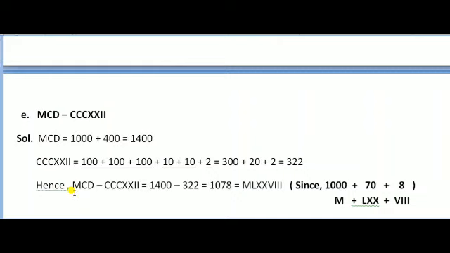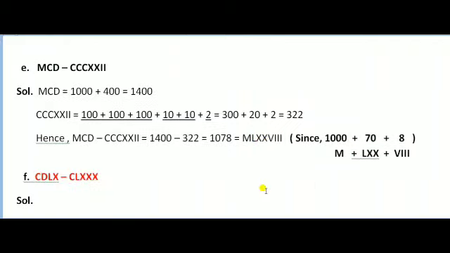Hence, the difference between MCD and CCCXXII will have the Hindu numeral value 1078, and 70 plus 8 will be the expanded form. Write the symbol for 1000, it is M. 70, it is LXX. For 8, it is VIII. And when we combine them, it becomes MLXXVIII.